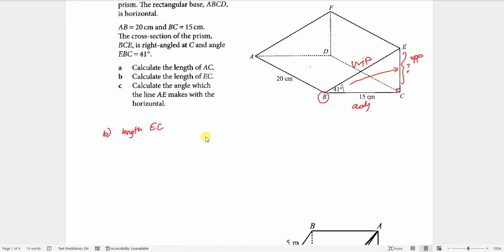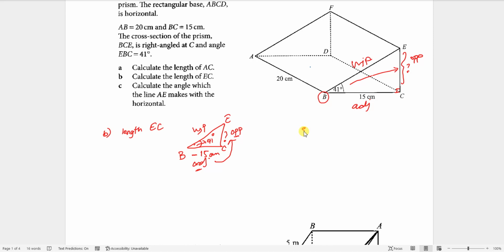So length EC. Let's redraw the figure again, easy to work on. B, E, and C. This is 41 degrees and this is 15 centimeters. Okay, so how do we do this? This is going to be opposite, this is going to be adjacent, and this is going to be hyp. We need the relationship between these two because in the question they ask us to find this side. The information given is only this side and the angle. So we have to use the relationship between adjacent and opposite.